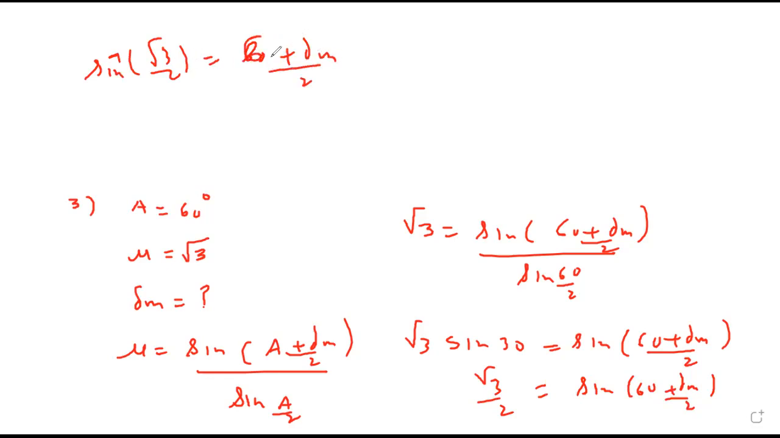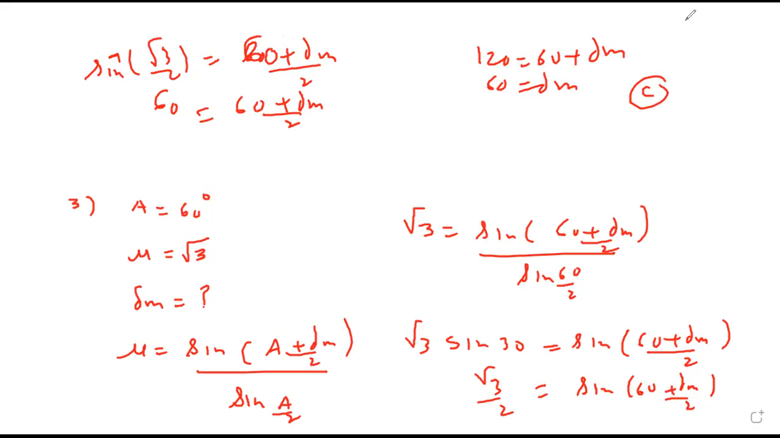Sine inverse root 3 by 2 is for which angle? 60 degrees. So we get 120 is 60 plus delta m. So 60 equals delta m. Delta m is 60 degrees. Numerical one to fifteen solved; the rest is homework for you.